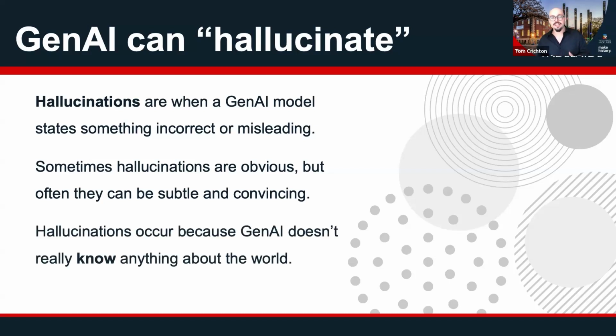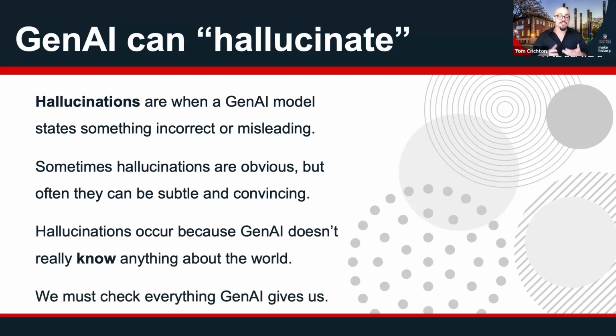Hallucinations occur because Gen AI doesn't really know anything about the world, as I said. So we must check everything Gen AI gives us. We must treat Gen AI as a useful but unreliable source of information that we need to fact check against more reliable sources of information out in the world. Just as you would interacting with any other kind of information source when creating assignments, when reading journal articles, reading books, looking at websites, reading government reports.